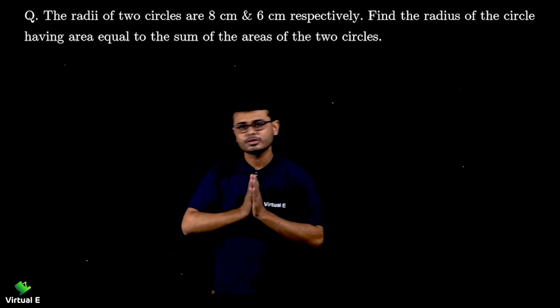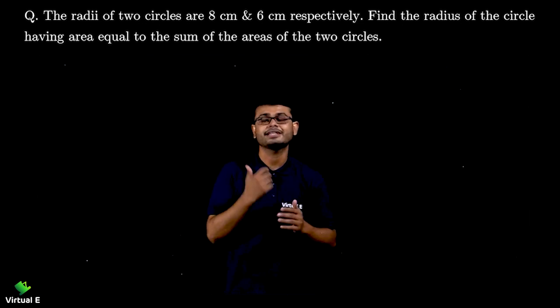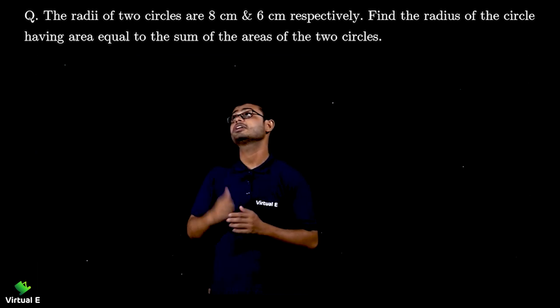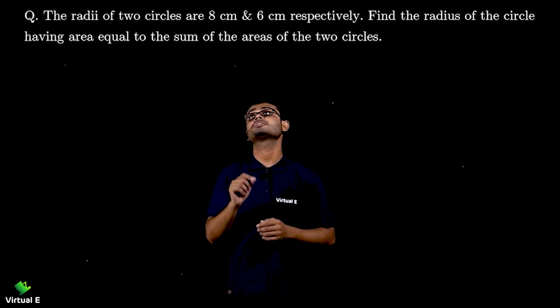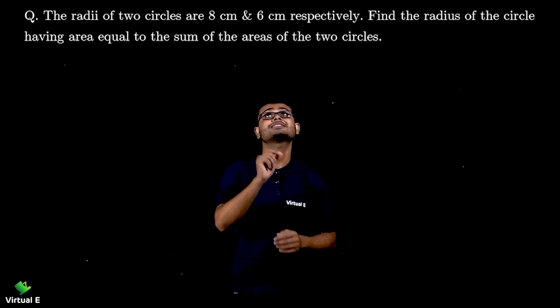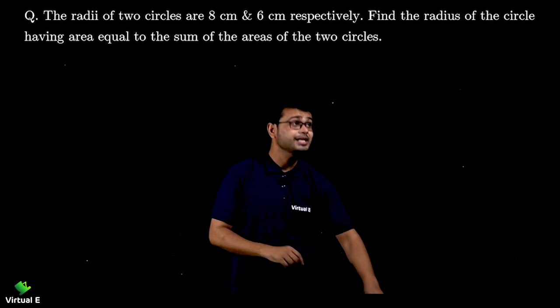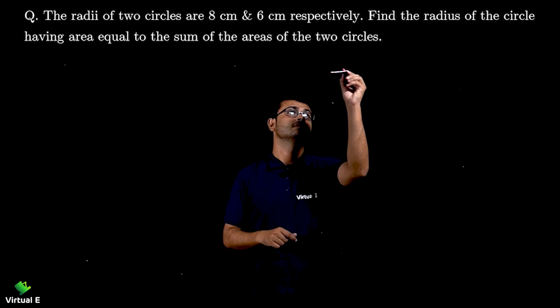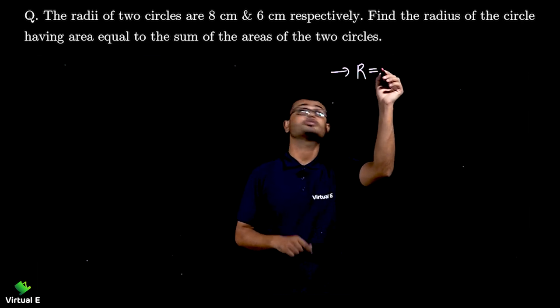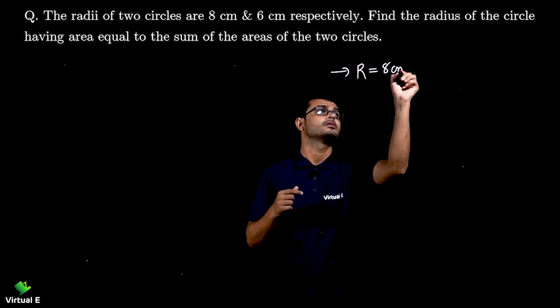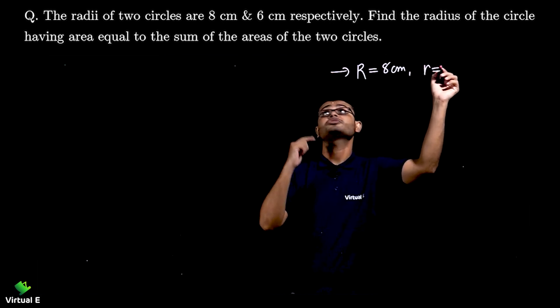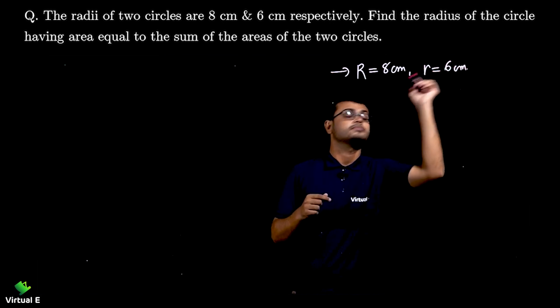Let's discuss a similar question to the previous one, but previously we had circumference, now we have area. So we are going to follow the same method. You can try on your own and get the answer and verify. Let's read the question. The radii of two circles are 8 centimeter and 6 centimeter respectively. So again, let's start with R1 and R2, or let's say capital R, which is 8 centimeter, and small r, which is 6 centimeter, right?